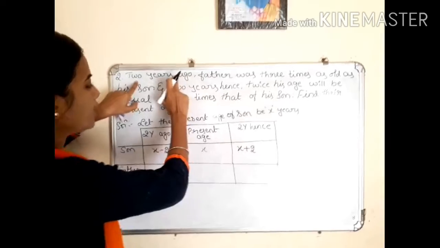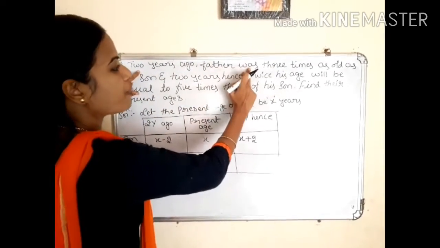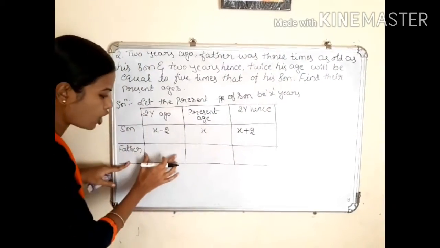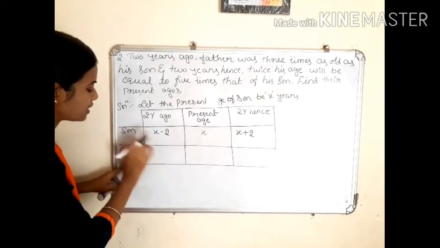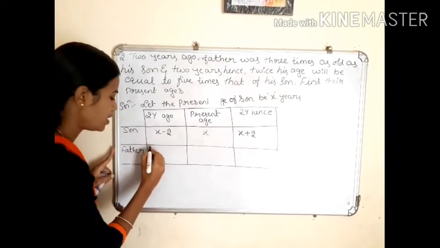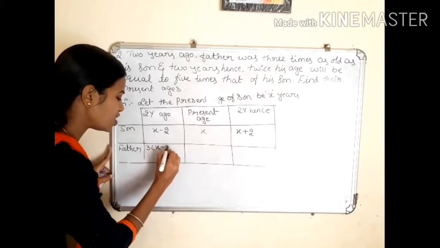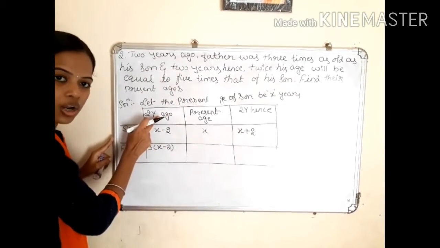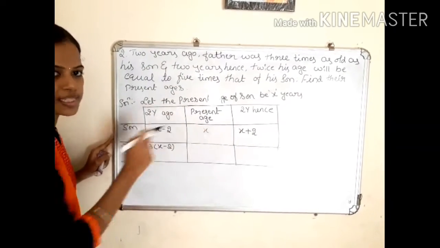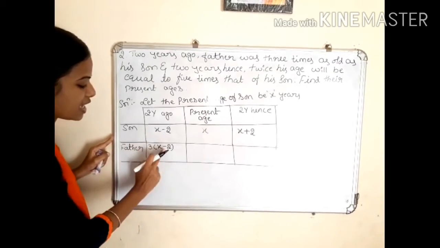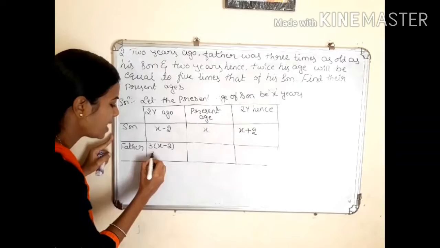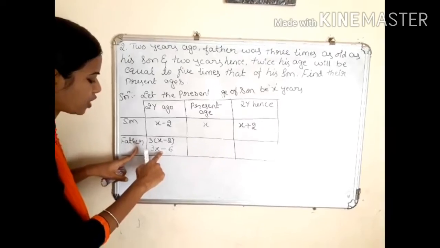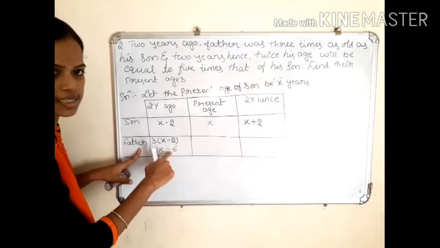Two years ago, in the ago column: two years ago father was 3 times as old as his son. In the ago column you have to write father is 3 times the son's age, which is 3 times x minus 2. 3 into x is 3x, minus 3 twos are 6. Two years ago, father's age was 3x minus 6.